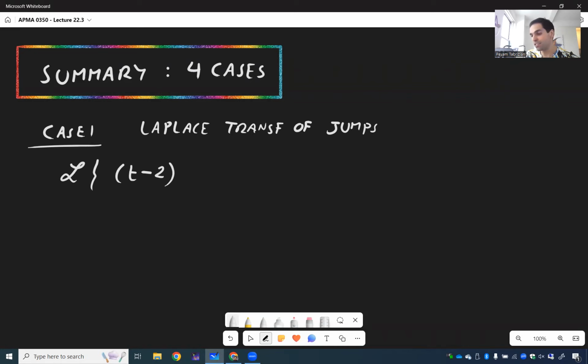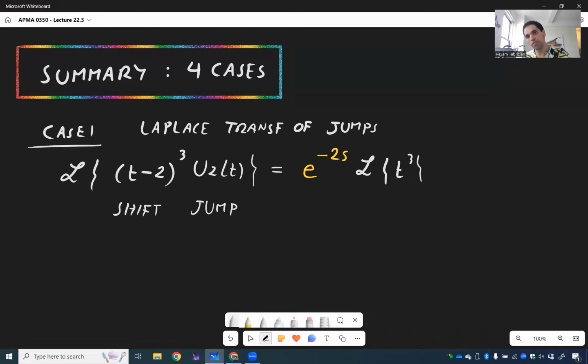So for instance, Laplace transform of (t minus 2) cubed, u2 of t. So once again, we have a shift and a jump. And the main thing that we learned is that an exponential term appears. So this becomes e to the minus 2s times the unshifted Laplace transform. So L of t cubed, which is just e to the minus 2s times 6 over s to the 4th. So if you have a shift and jump, an exponential term appears.